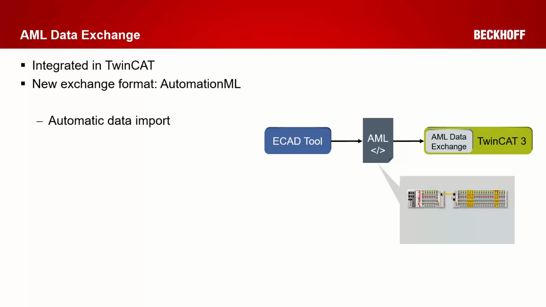On basis of unique IDs, which are added in the AutomationML for each of the components, we can also support an incremental data update, which means that if you have an early state of your project, for example, and you would like to already export an early version of your I/O topology, then this is easily possible and you can import it in TwinCAT 3. And later, if you have continued working on the I/O topology on the ECAD tool side, you can do another export and import it into TwinCAT 3 again.